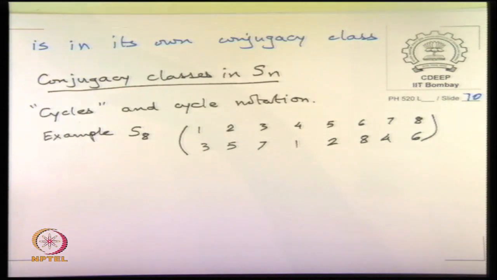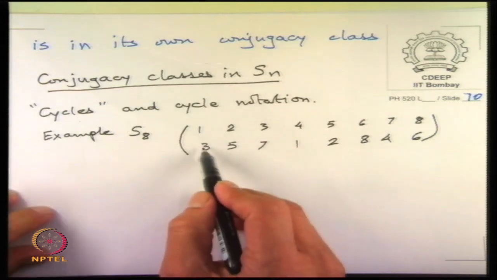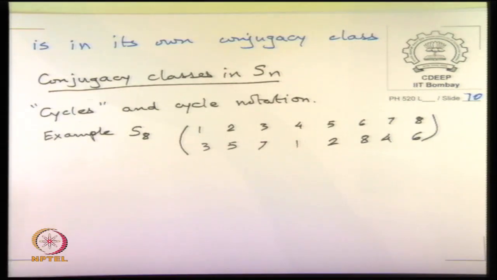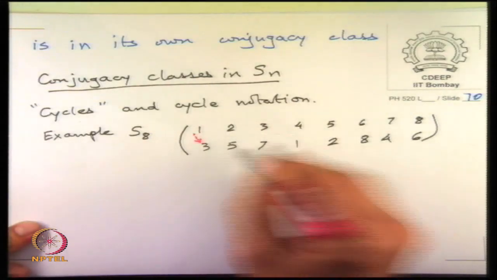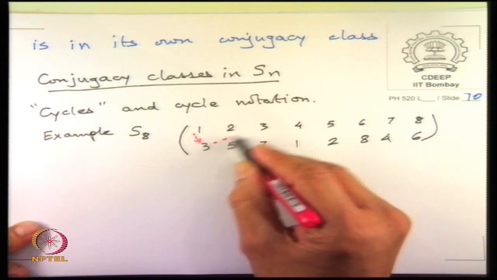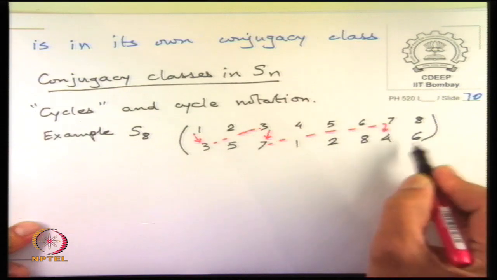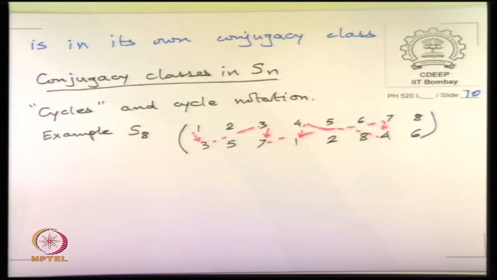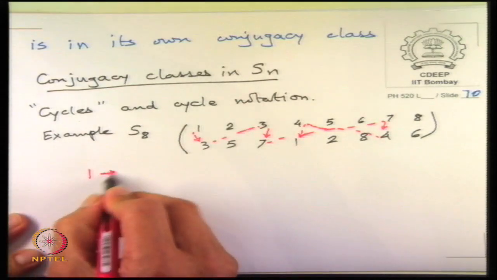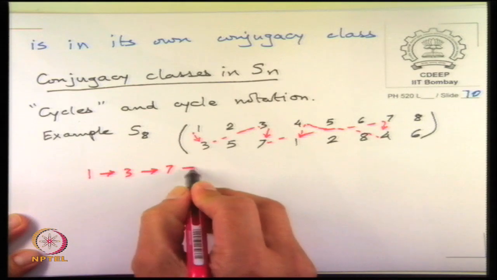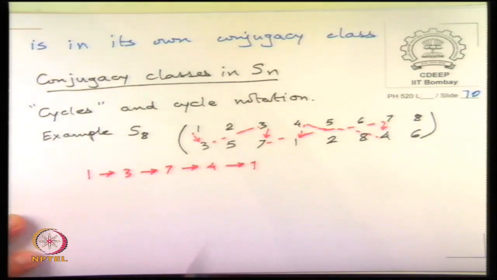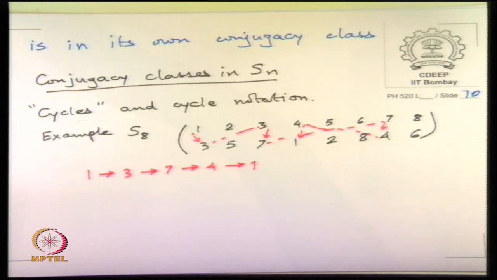Now we see what happens here is that 1 goes into 3, but 3 goes into 7. And 7 goes into 4, and 4 goes into 1. So we have this sequence: 1 goes to 3, goes to 7, goes to 4, and goes back to 1. So this is like a sub permutation, permutation on a subset. And this thing did not involve any of the other elements.